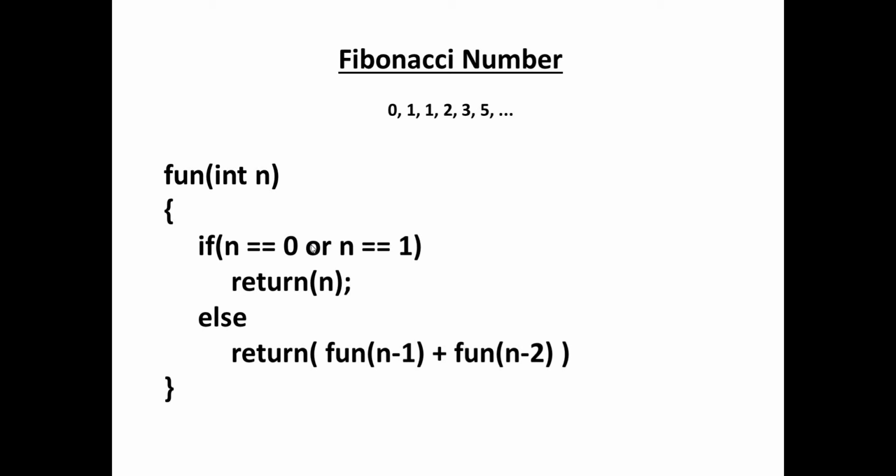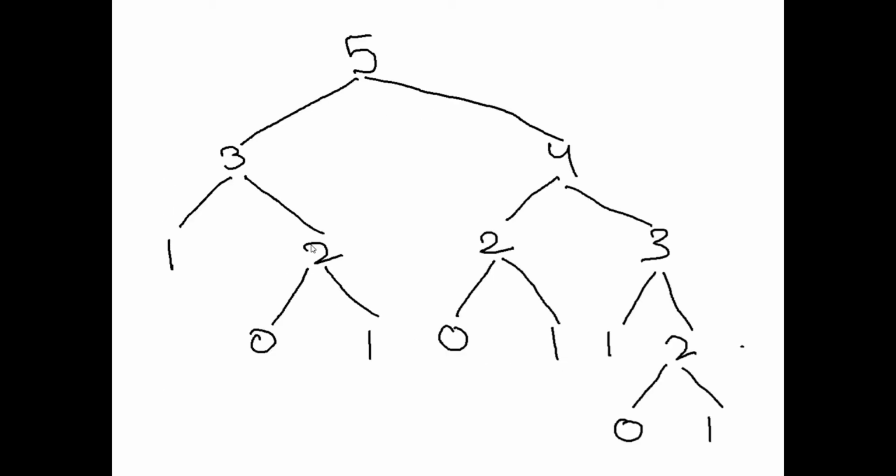Now we'll see what is the problem associated with this. As you can see, if I call with the value of n as 5, the fifth term of Fibonacci, it will compute for 3 and 4. We can say that it will do a recursive call with a value of 3 and with a value of 4. 3 will again do a recursive call for 1 and 2, and 1 will again do a recursive call for 0 and 1. 4 will do it for 2 and 3, 2 will do it again for 0 and 1, 3 will do it again for 1 and 2, and 2 will again do it for 0 and 1.